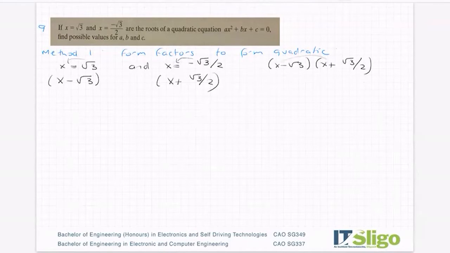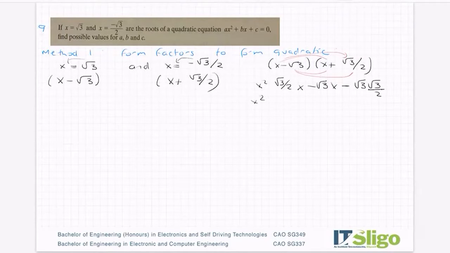So again, it's x by x and x by root 3 over 2 minus root 3 by x minus root 3 by root 3 over 2. So x by x is x squared. X by root 3 over 2 is root 3 over 2x, minus root 3x, minus by plus is a minus, root 3 by root 3 over 2. Okay, and let your calculator do the work.